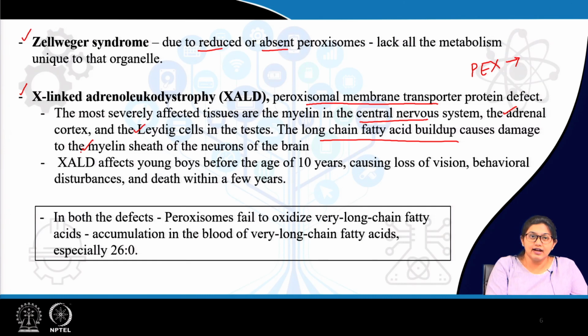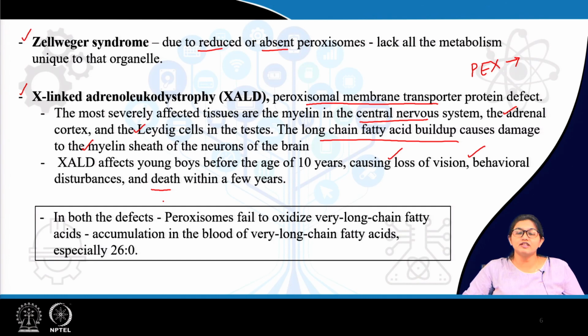Now, XALD or X-linked adrenoleukodystrophy affects young boys, and the manifestation mostly occurs before 10 years of age. There are different types of neuronal manifestation: loss of vision, behavioral disturbances, and finally they can lead to death as well. So, in both of these diseases, peroxisomal fatty acid oxidation is affected, leading to accumulation of very long chain fatty acids in the circulation, and their detection in blood can be a screening for diagnosing these diseases.